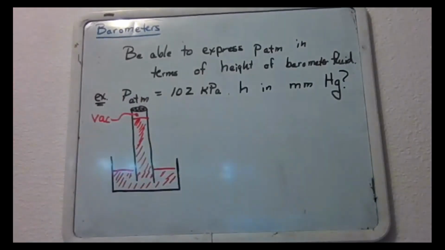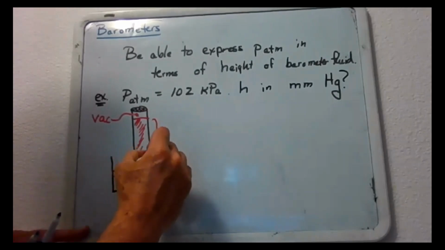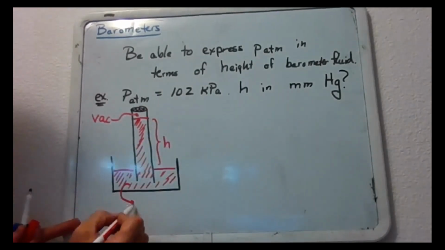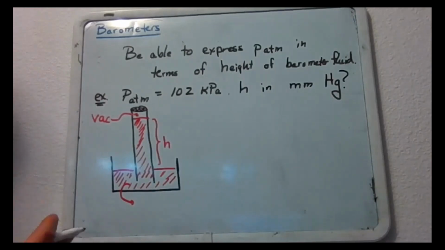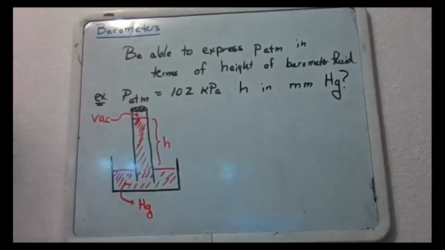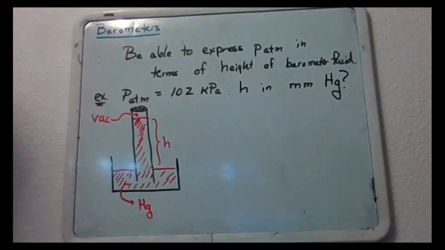Hey, what are we trying to figure out in this case? We're trying to figure out this H right here. Okay. And what fluid are we assuming is in here? Well, if we're doing it in terms of height, in terms of millimeters of mercury, we're assuming that this is mercury in here. Okay. So see if you can write an equation that solves for H, and let's see if we can also work out the units, and that'll be the last thing before we take a break.